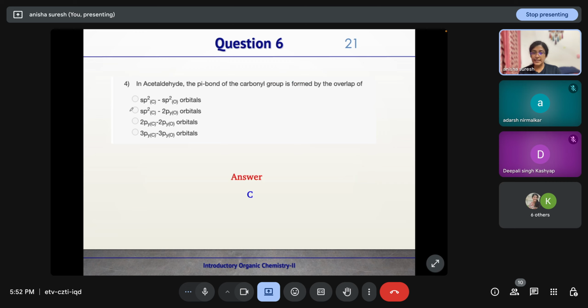So here the right answer will be option C. 2py of carbon and 2py of oxygen will be overlapping, leading to formation of pi bond in the case of the carbonyl group. If they are asking how the sigma bond of the carbonyl group is formed, then it is by the overlap of sp2 hybridized orbital of carbon and sp2 hybridized orbital of oxygen.